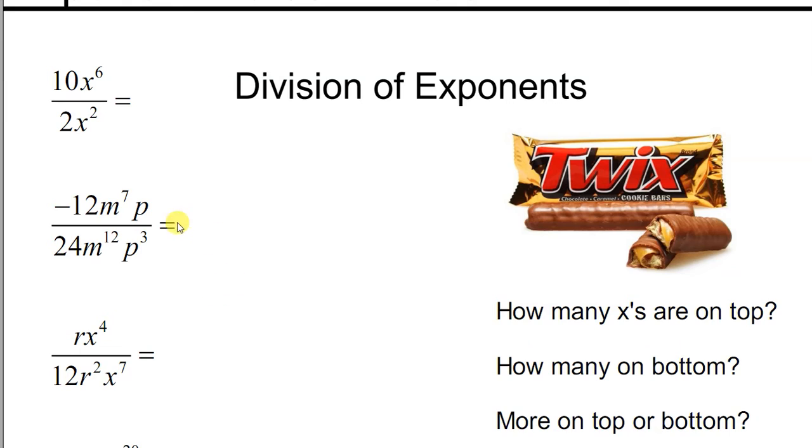All right, so let's take a look at this guy. So I have a negative 12 over 24. So negative 12 over 24 is negative 1/2. M to the 7th over m to the 12th. There are more m's on the bottom. How many more? 5.